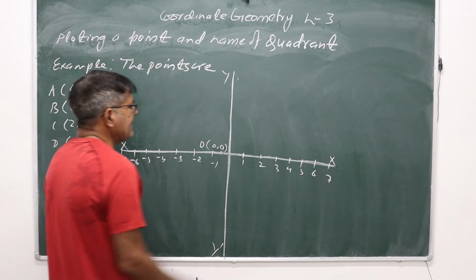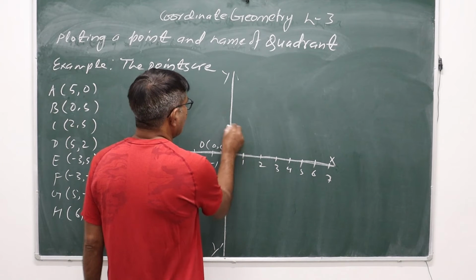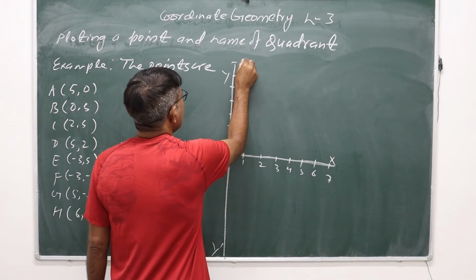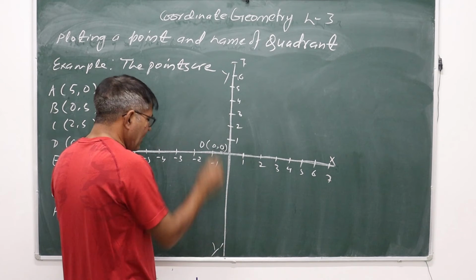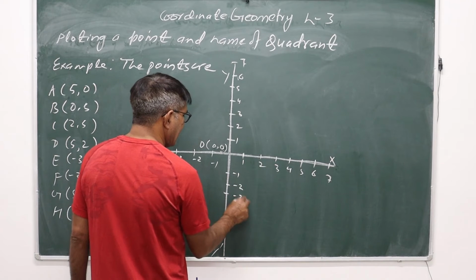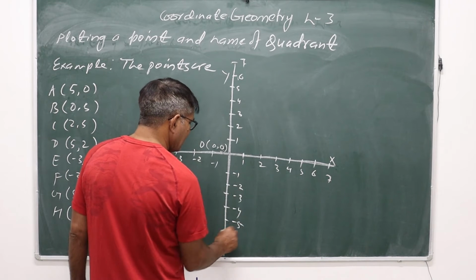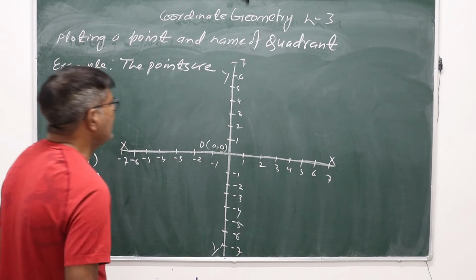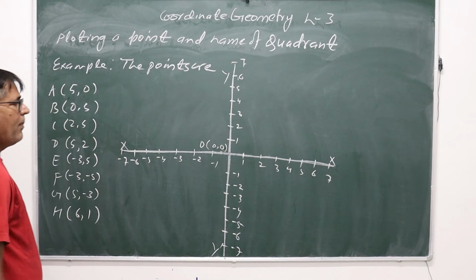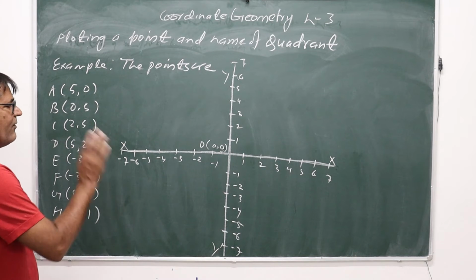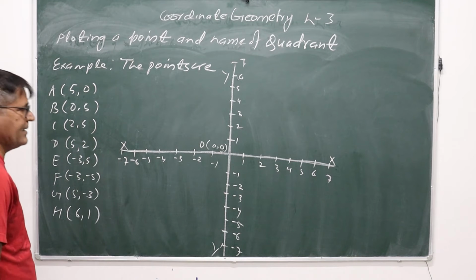In the upward direction, that is from O, positive 1, 2, 3, 4, 5, 6 and this is 7. And from O downward, that is -1, -2, -3, -4, -5, -6 and -7. This way we will plot the points on the positive x-axis, negative x-axis, positive y-axis and negative y-axis.